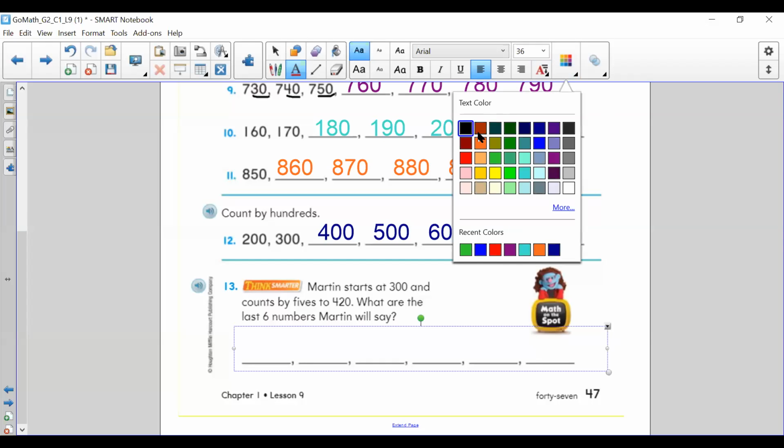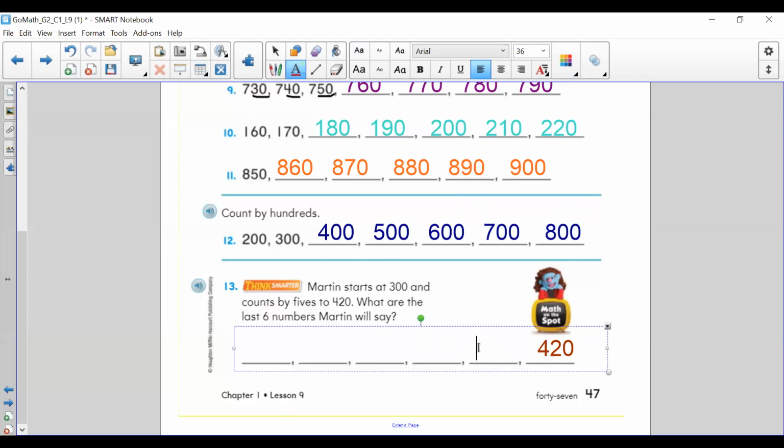One of the reasons why I would like to count backwards is because I don't want to have to write all of the numbers counting by fives from 300 to 420. So I'll just put 420. And since I know how to subtract, I can put 415. Oops, my 420 went away. 420. Okay, and then I go back. I subtract 5 from that, 410. Oh, now, let me maybe start over on this.